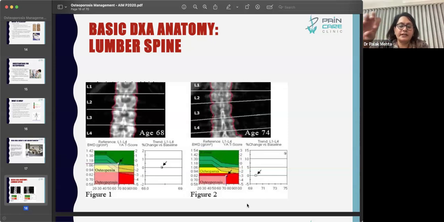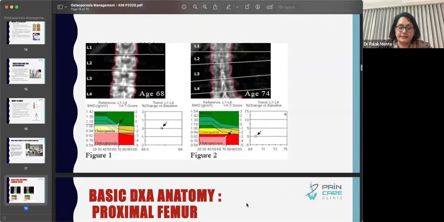And we measure the T-score. Now, when the T-score is less than minus 2.5, the patient is called osteoporosis. When the T-score is between minus 1 and minus 2.5 and the patient is having a fracture on the X-ray, that is also called osteoporosis. Next slide, please.